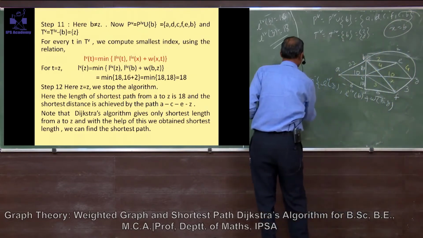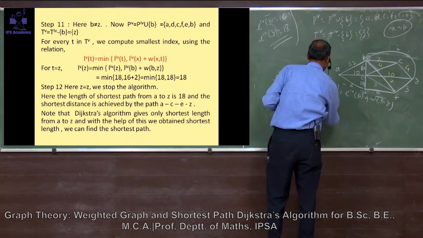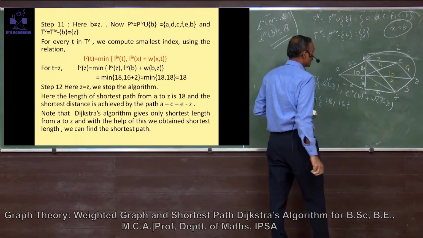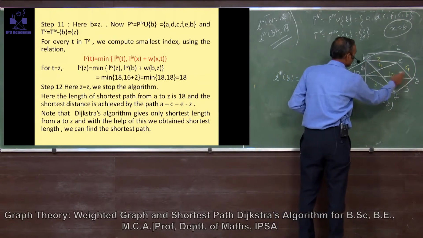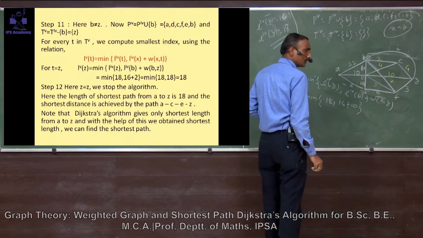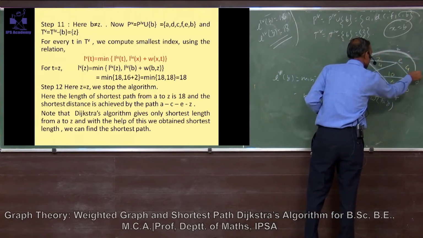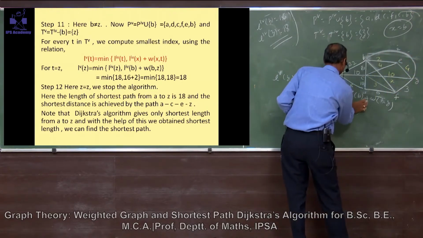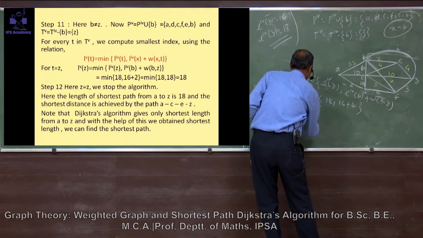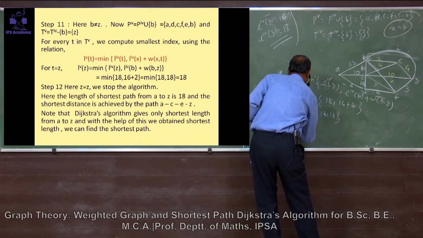The minimum of L4 of Z is 18 here, and L4 of B is 16 plus W of B comma Z. They are not adjacent to each other, so we put infinity here. Sorry, they are directly connected, so we put 16 plus 2, then the minimum of 18 comma 18. The minimum is 18.